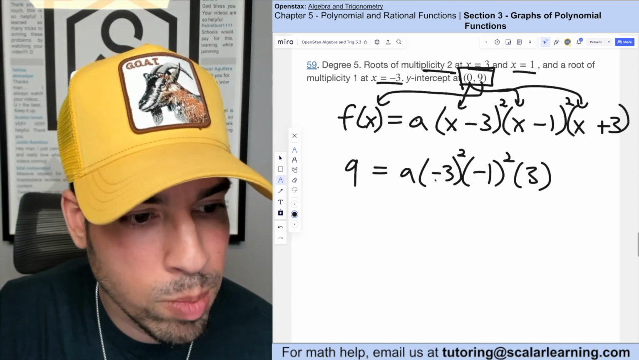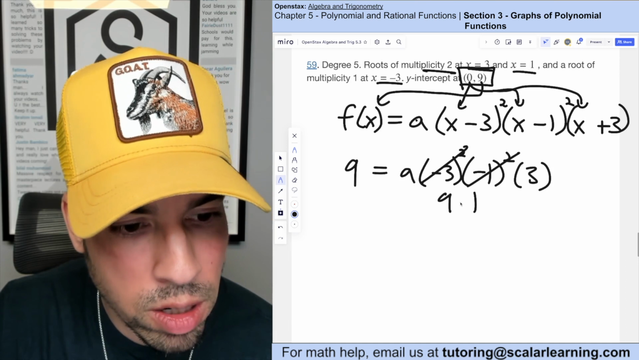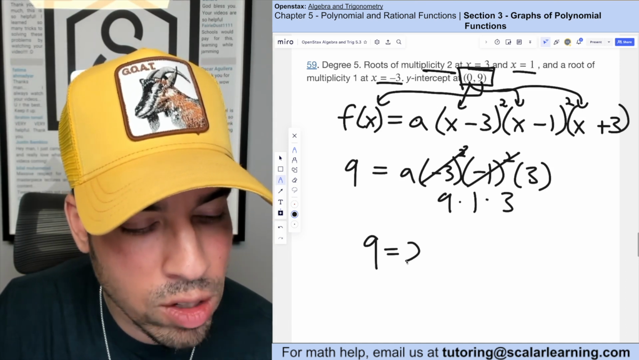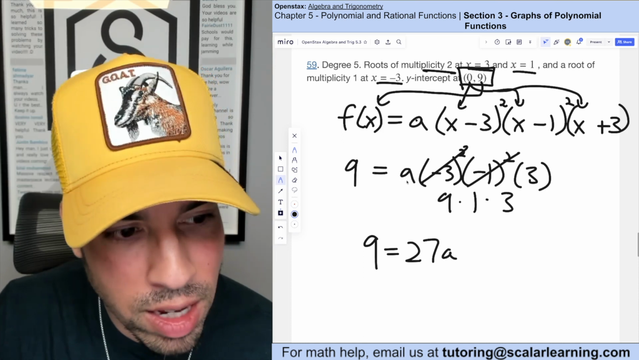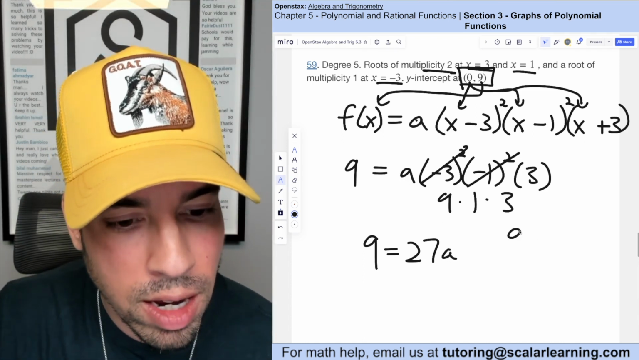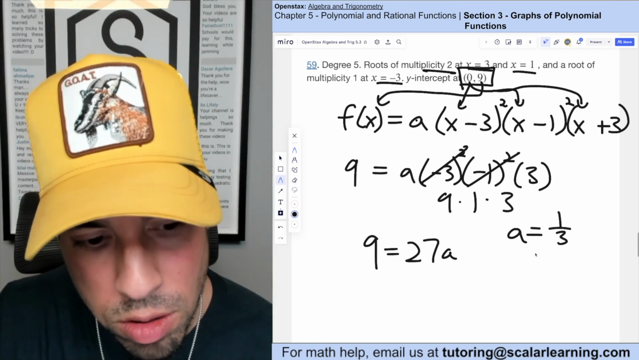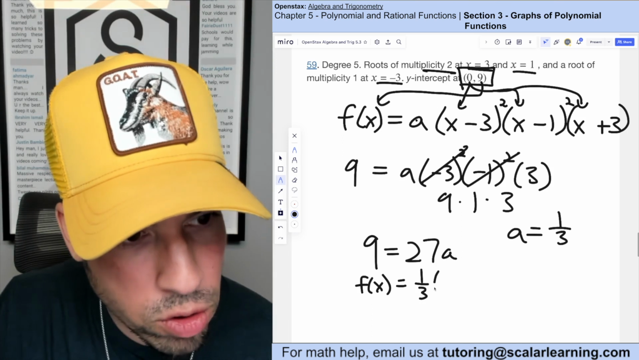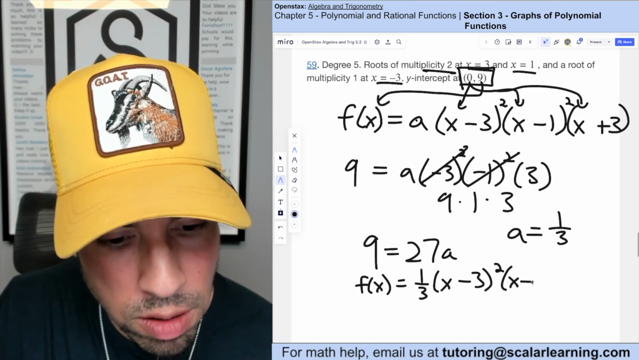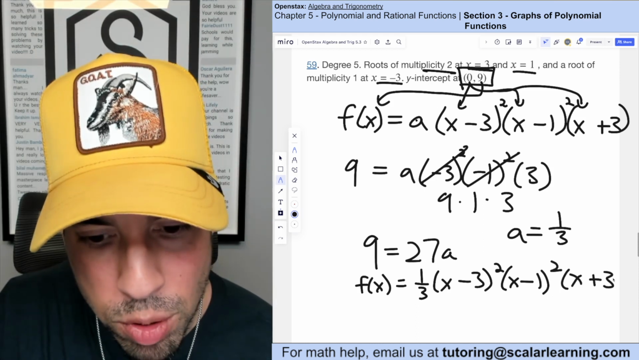Now we apply the exponents. -3 squared is 9, -1 squared is 1, and then times 3. So that gives us 27. So 9 equals 27a. I know the a looks like a 9, but that's an a. Last but not least, divide by 27, and 9 over 27 simplifies to 1/3. So our final equation is 1/3 times x minus 3, x minus 1, of course both of those are squared because of the multiplicity of 2, x plus 3. Boom, done.